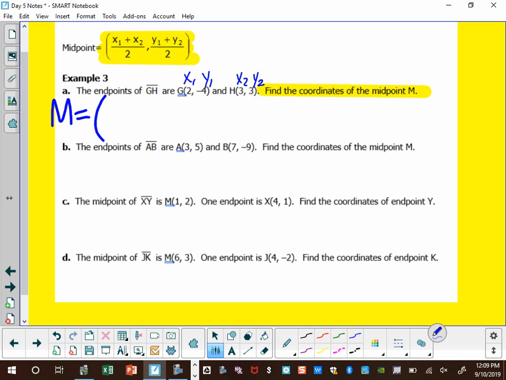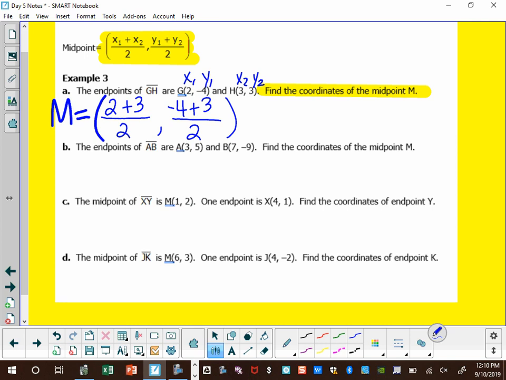All right, so if I add my x's together, what's x1? 2 plus what's x2? 3 divided by 2. And my y's, what's y1? Negative 4 plus what's y2? 3 divided by 2. We like to keep this in an ordered pair. What did you say, Chris? Why do you not add? We are. We're going to add them now.